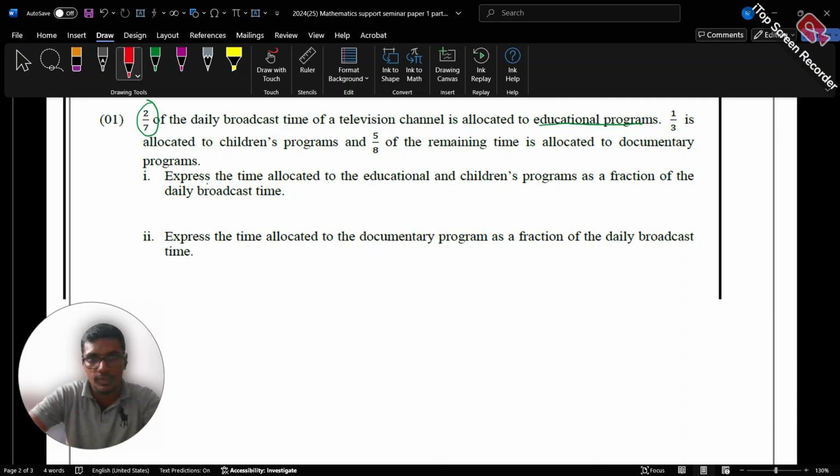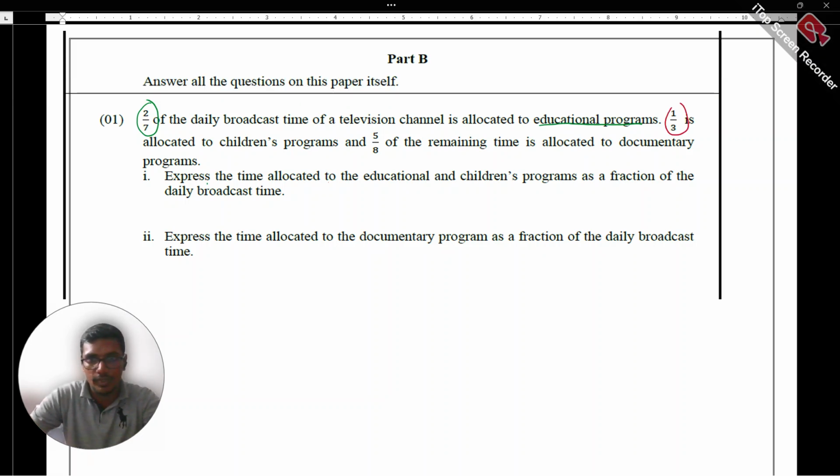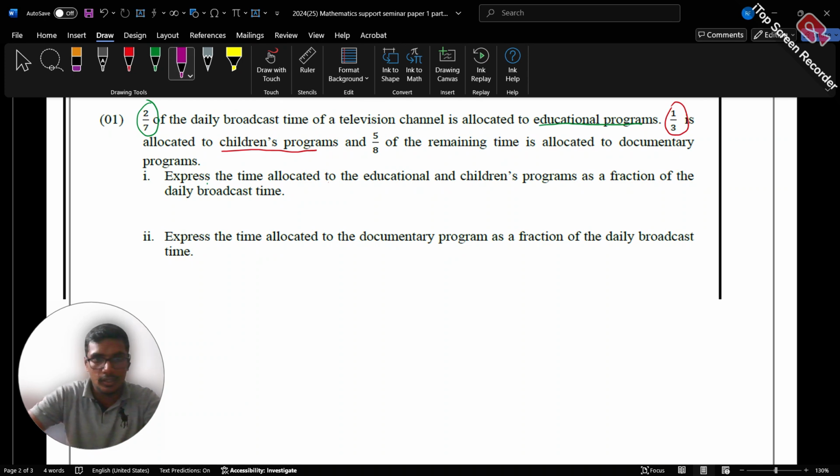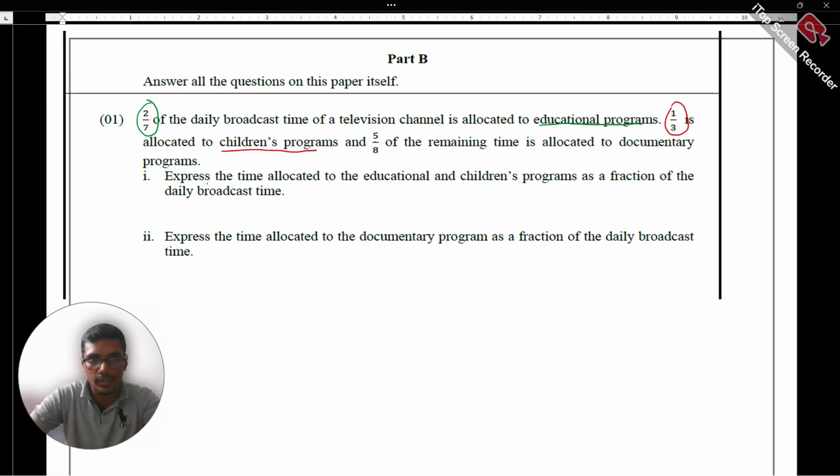Then next they have mentioned 1/3 is taken for children's programs, and 5/8 of the remaining is taken for documentary. Then the first question they ask: express the time allocated to the educational and children's programs as a fraction of the daily broadcast time.